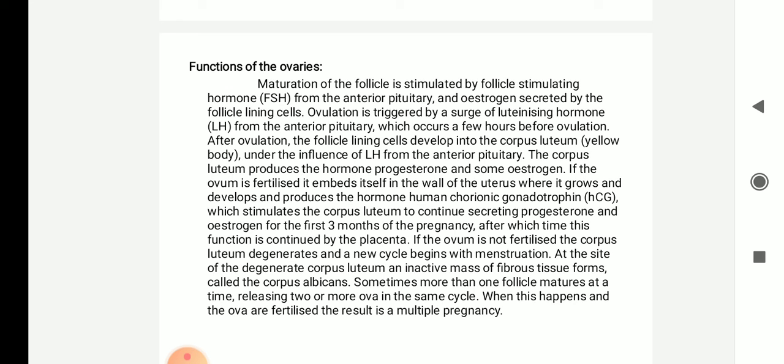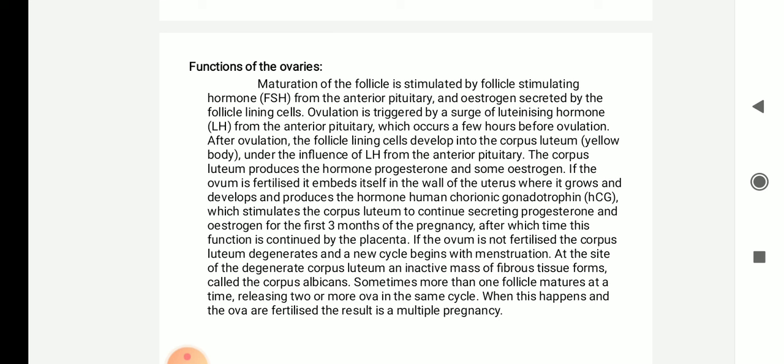After that, the placenta itself will start to secrete the hormones progesterone and estrogen. This occurs in the case where the ovum is fertilized. If the ovum is not fertilized, the corpus luteum will degenerate, and a new cycle will begin with new menstruation. At this stage, the degenerated corpus luteum is an inactive mass of fibrous tissue.